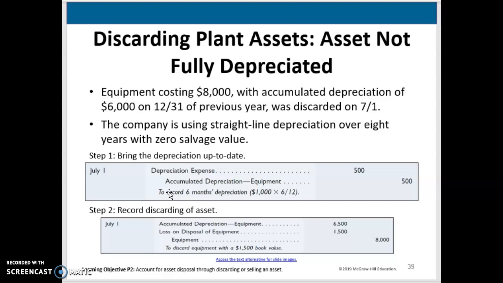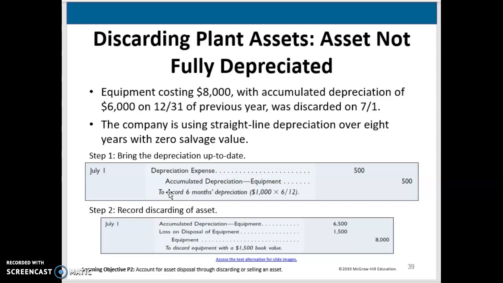Now, it says it was discarded as of 7/1, right? So that's halfway through the year. The first thing we always have to do is bring our depreciation up to date. Make sure that we record depreciation up through that full time. So on July 1st, we need to record the depreciation from January to July 1st. They've already recorded accumulated depreciation through 12/31 of the previous year, but we haven't recorded anything from January to July. So we have January through June, a full 6 months that we're going to depreciate.